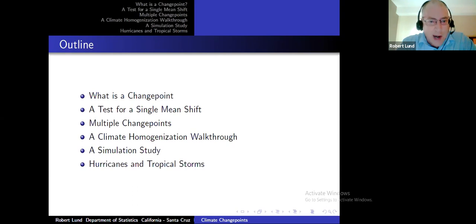I'm going to thereafter take you on an actual climate homogenization where we're going to take a look at the New Bedford precipitation series and segment it up. And you'll get to opine and guess how many segments you think there are, and we'll check out your reasoning. If I have time, which I don't really expect that I will, I'll do a brief tour of a simulation study to further convince you that the data science under the hood is actually giving you reasonable answers.